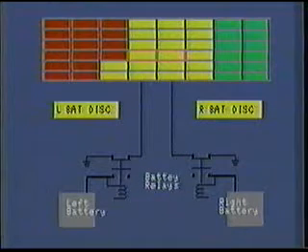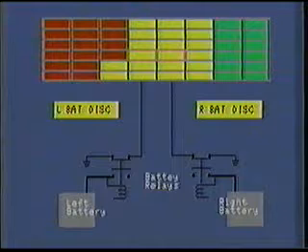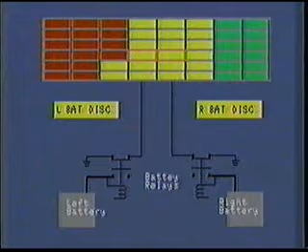The battery disconnect system is installed so that the pilot may accurately know whether each battery is connected to the aircraft wiring.